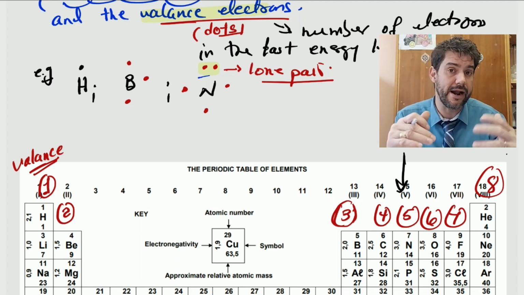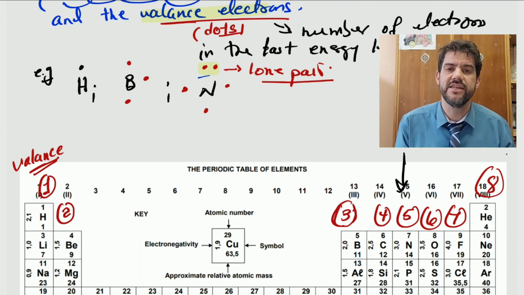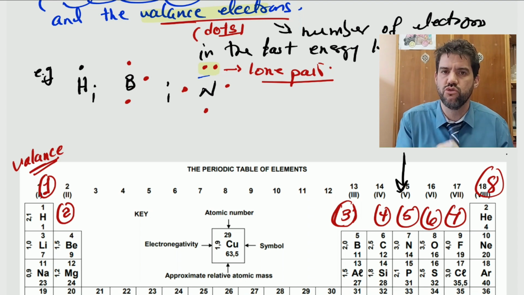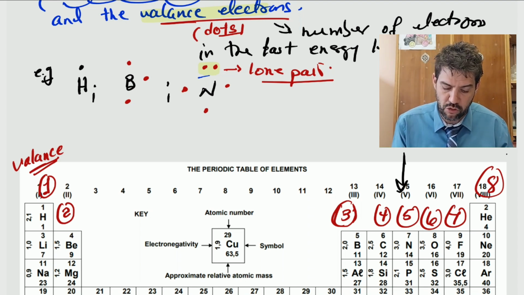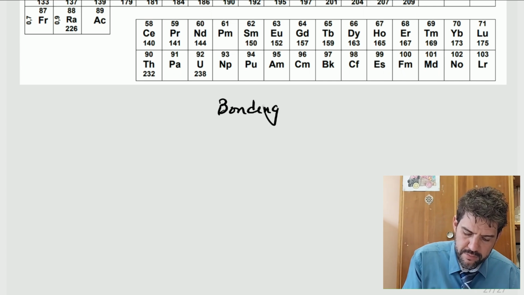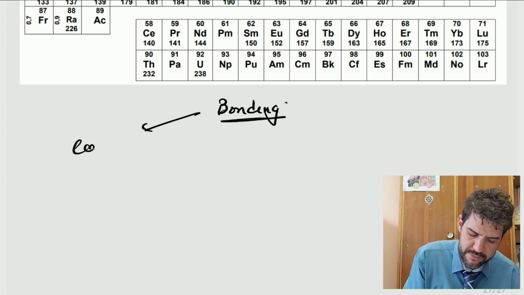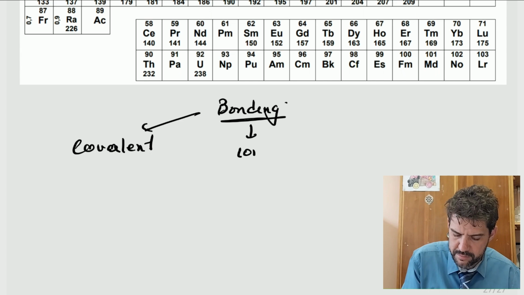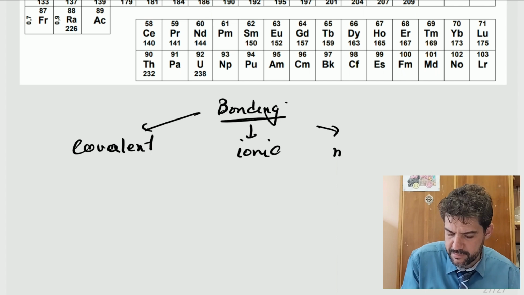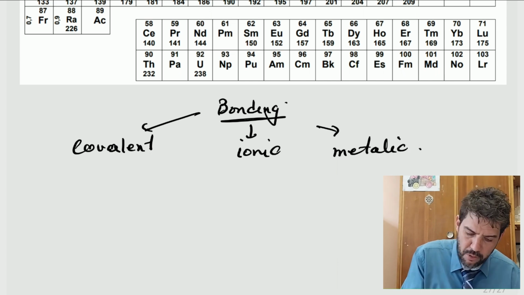Now, when there are combinations, we have 3 different types of bonding. Mainly, we have 2 different types of bonding in which we do the Lewis dot diagram. Those are the covalent and the ionic. And I don't want to go into a whole lesson on this one. So bonding, you did 3. That is covalent. You did ionic, and you did the metallic. Both of these need the Lewis diagram.